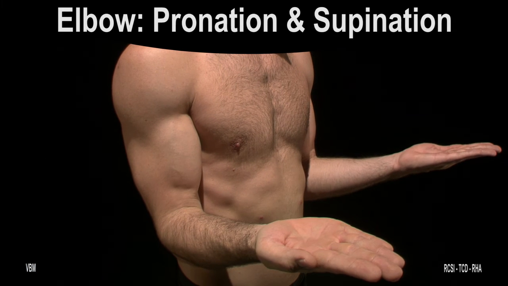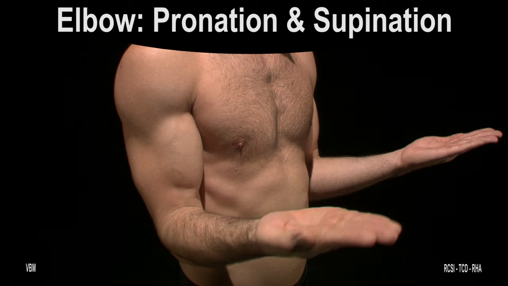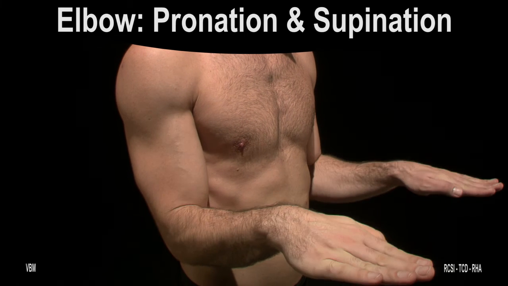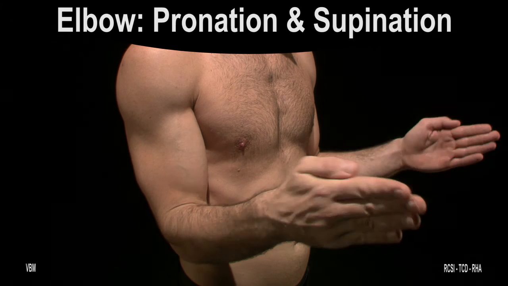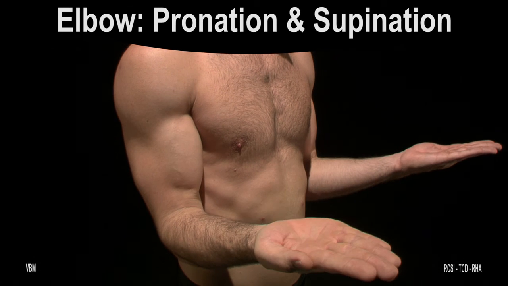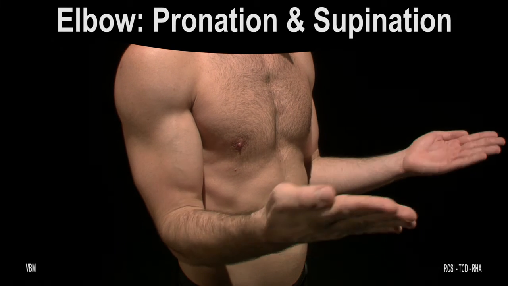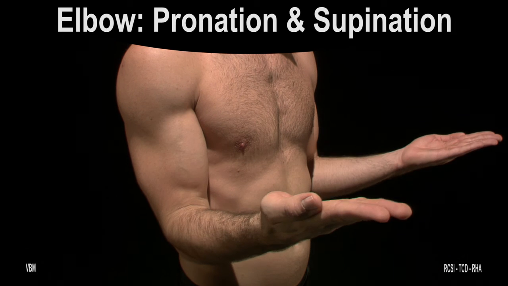Pronation occurs solely in the forearm. Pronator teres and pronator quadratus cause pronation of the forearm. Supination returns the hand back to its anatomical position. Biceps brachii and supinator cause supination of the forearm.